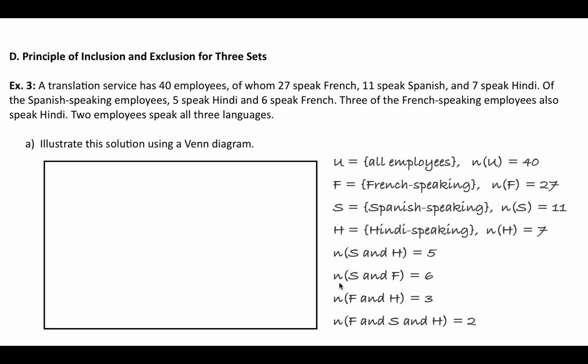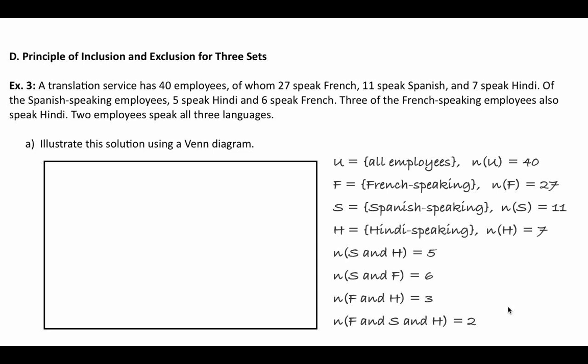It also says that of the Spanish-speaking employees, there are 6 that also speak French. So the number of employees speaking Spanish and French is 6. 3 of the French-speaking employees also speak Hindi. So we've also been given the number of French and Hindi speakers. And lastly, we have the number that speak all 3 languages, which is 2. So that's a triple intersection. We've got some double intersections, we've got a triple intersection, and then we've got these singles.